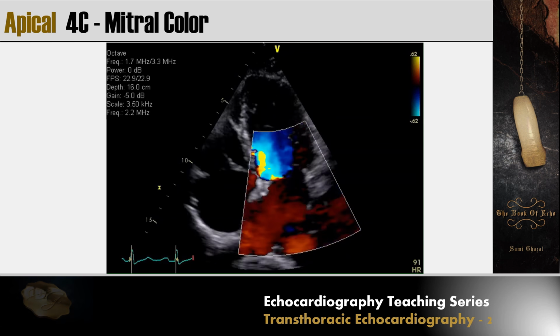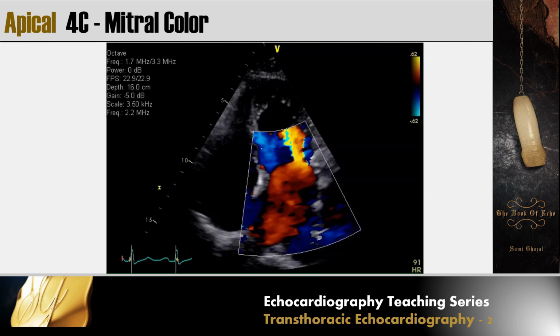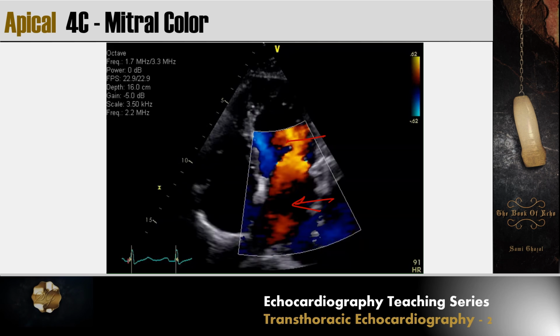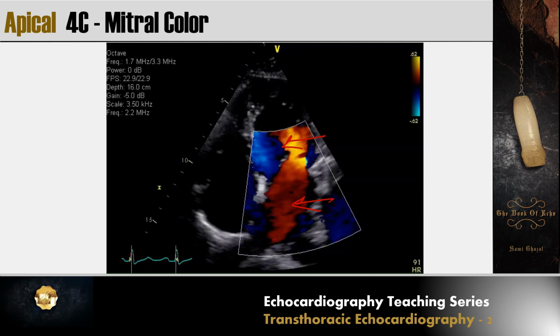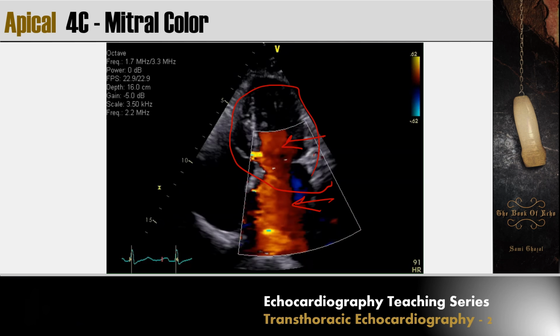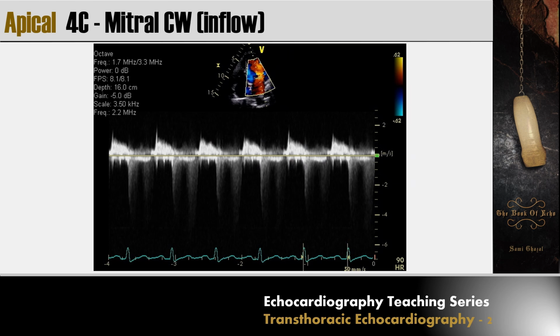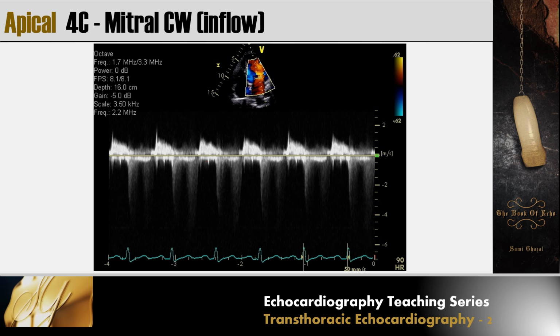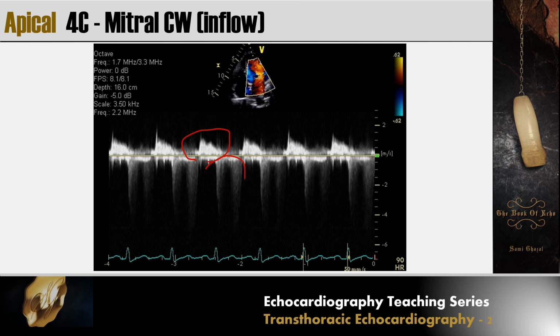Color Doppler sector is then adjusted on the mitral valve, including the left atrium here and part of the inflow here. And if you're suspecting mitral stenosis, you might also need to include the LV here or take two separate color Dopplers. Continuous wave Doppler is then acquired along the mitral valve, mitral inflow, and mitral regurgitation.